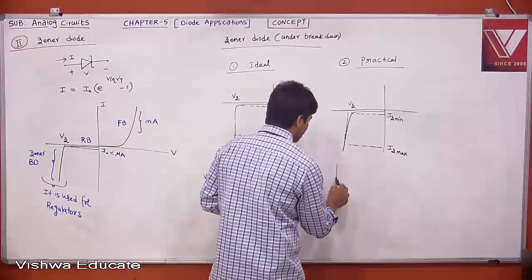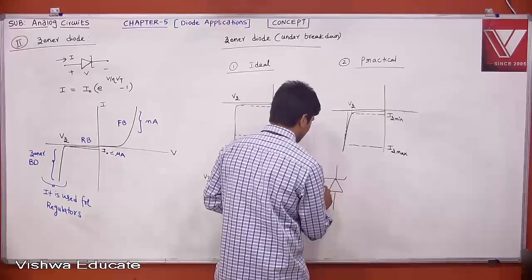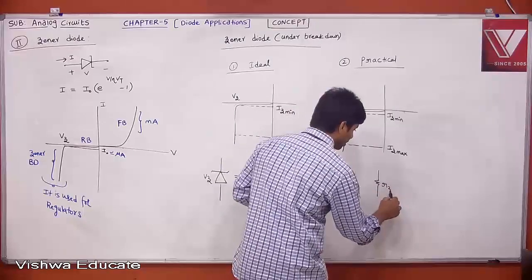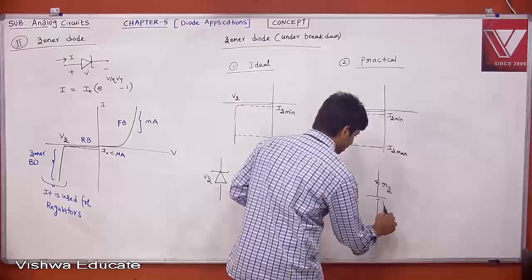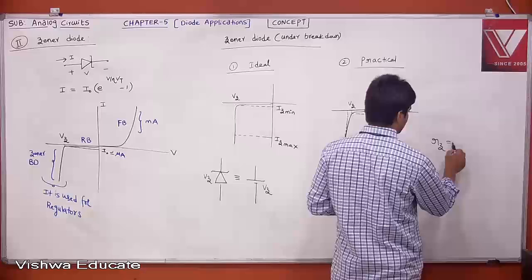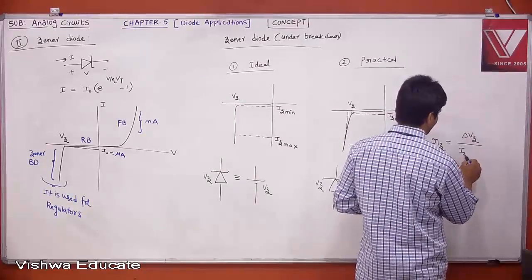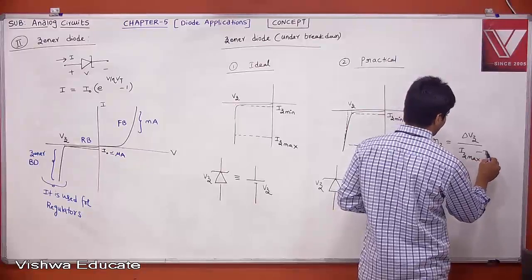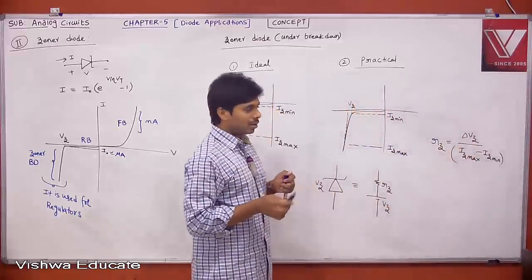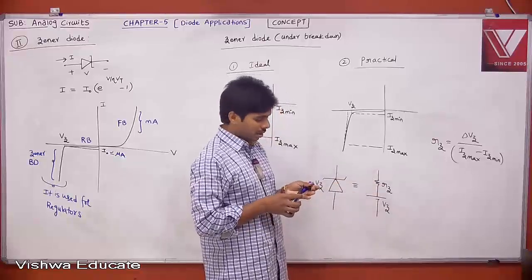Now, how will you represent this practical Zener diode? It is represented equivalently as having a Zener resistance. People represent RZ and then VZ. If you ask me what RZ is, the Zener resistance is delta VZ divided by IZ maximum minus IZ minimum. Ideally, the delta VZ should be 0. Then only I can say it is almost a battery. But practically it is not a battery, it has some on resistance.